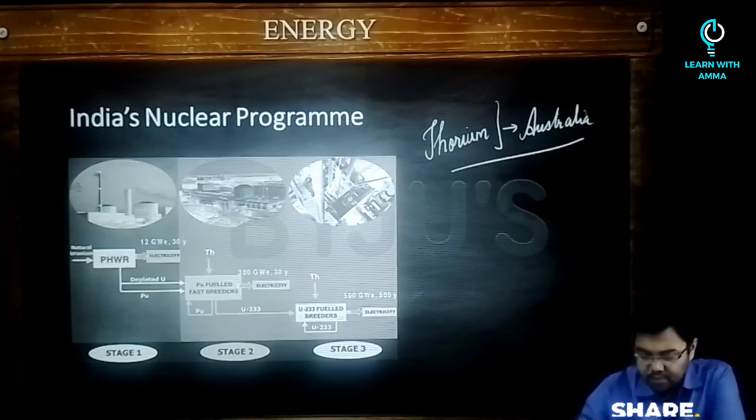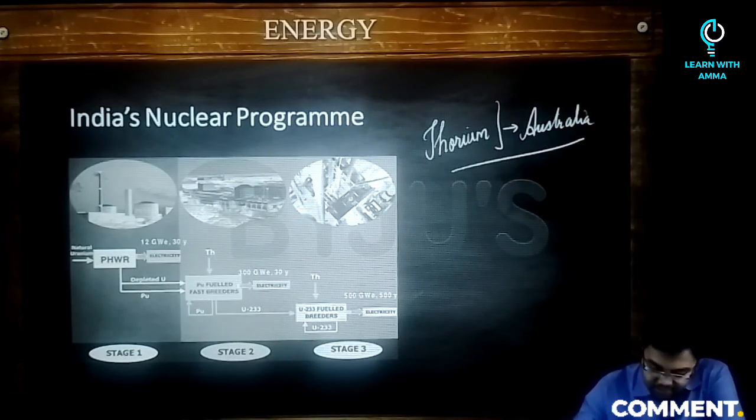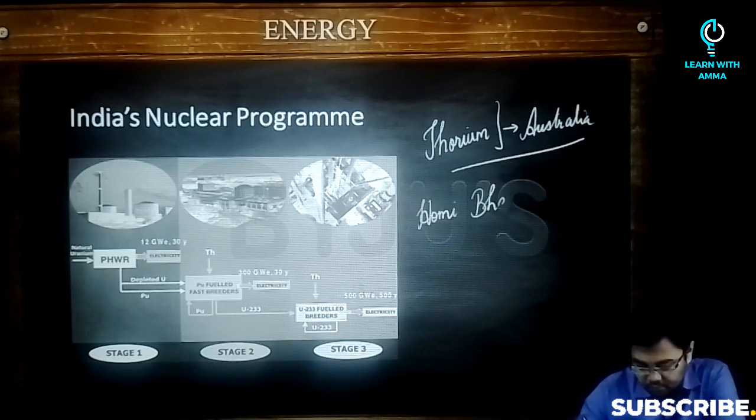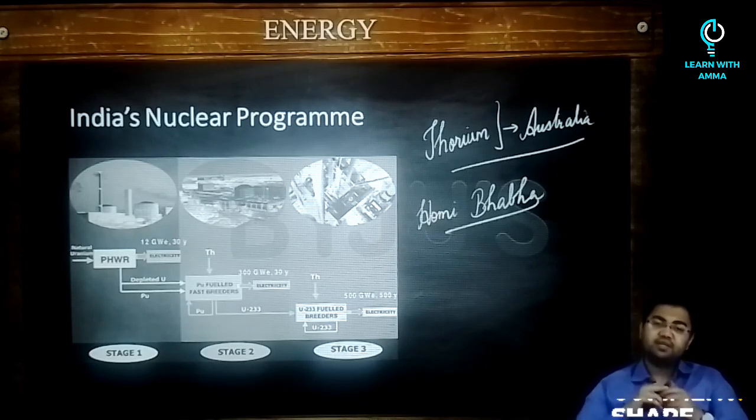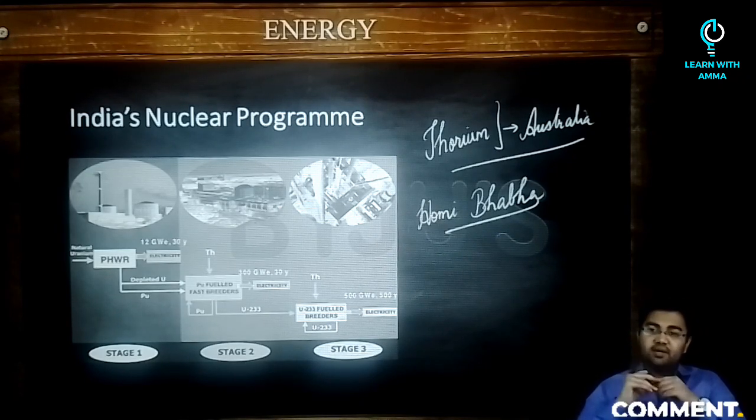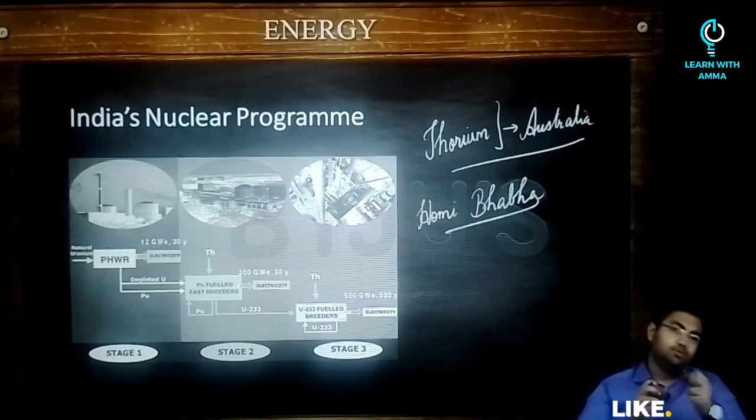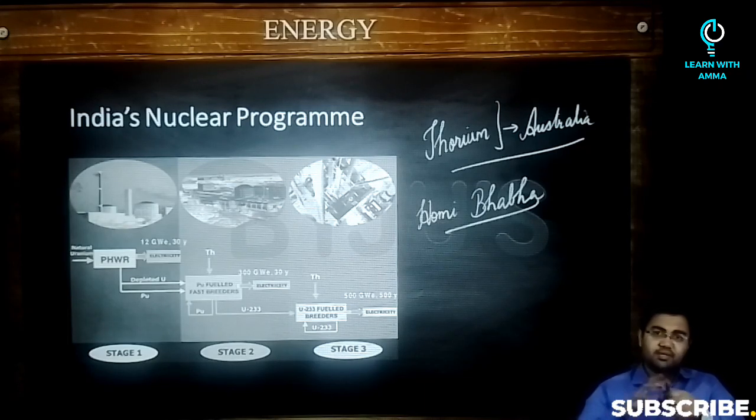Now the very famous scientist Dr. Homi Jahangir Bhabha, back in the early 1960s, said that uranium cannot be used for long. Uranium is a kind of mineral source that is present in finite amounts in the earth. So after a point in time, it will not be available anymore, and even then India does not have a very high amount of uranium.